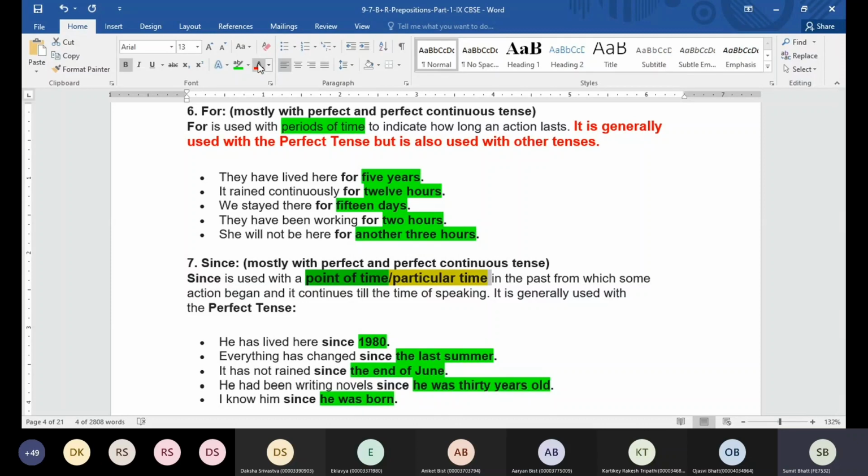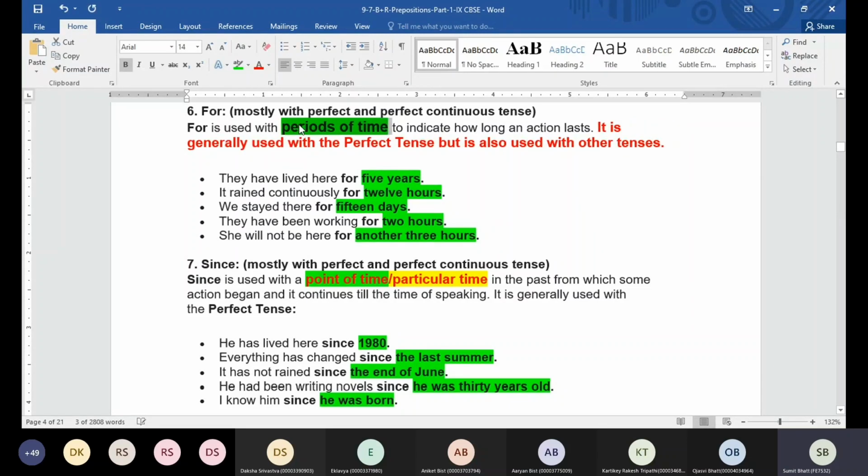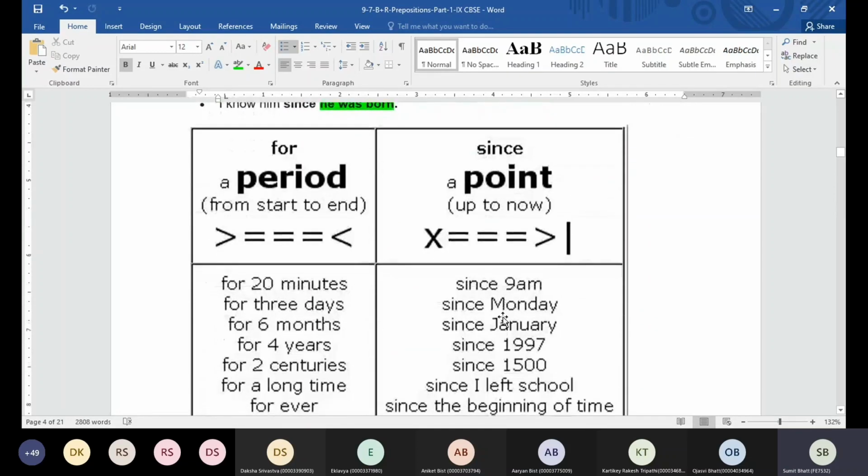So whenever we have a point of time or a particular time, we go for the word since. And when we have a duration of time, a period of time, and you have to choose between since and for, always go for the word for. Let's see more examples. For is for a period of time. We may or may not have the starting time and end time, but we are referring to a duration of time, not the exact time when things started.